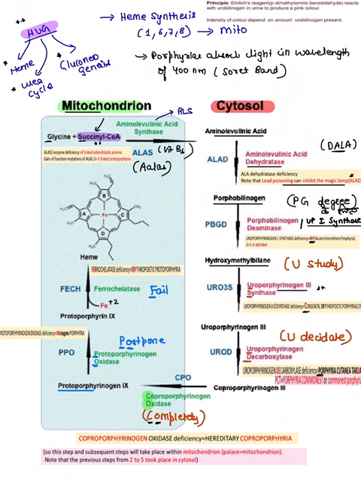This forms uroporphyrinogen 3, and the deficiency of uroporphyrinogen 3 cosynthase causes congenital erythropoietic porphyria, guys. This uroporphyrinogen 3 is transformed to coproporphyrinogen 3. Remember UCP, guys: uroporphyrinogen 3, coproporphyrinogen 3, then you have protoporphyrinogen 9. This protoporphyrinogen 9 converts into protoporphyrin 9, and this protoporphyrin 9 gets incorporated with iron to convert into heme, guys.